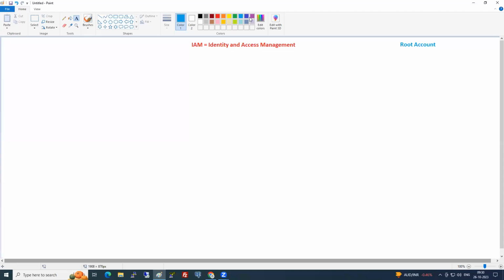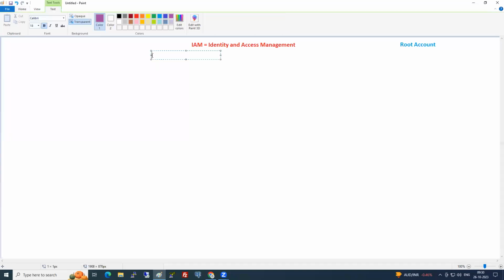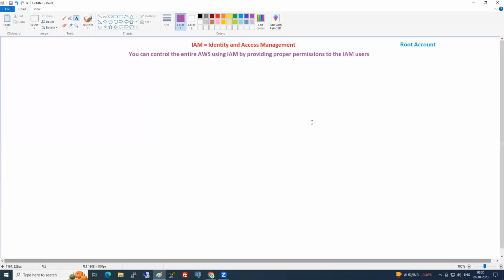Okay, so can we say here IAM means you can control the entire AWS using IAM, by providing proper permissions to the IAM users? Agree? Good, Lalita. Agree with this? You can control the entire AWS using IAM by providing proper permissions to the IAM users.